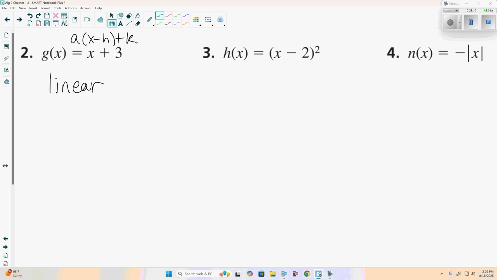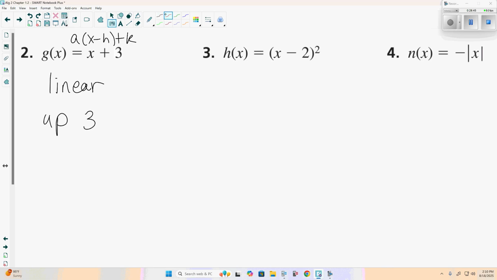Do we have a k value? Yeah, the k value is 3. Now, k tells us that it's moving the function in which two directions? Up or down, yes? Since it's plus 3, it's moving 3 units up. Plus 3 is going to be up 3. If it had been minus 3, it would be down 3. Up and down is exactly what it looks like.